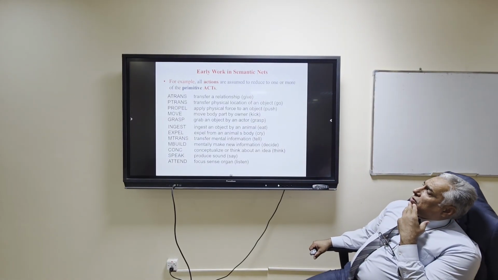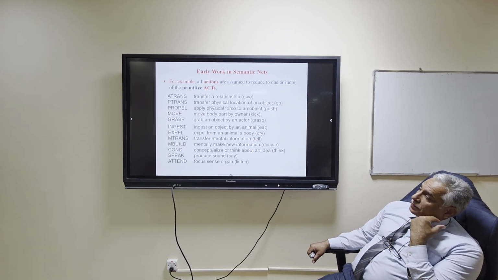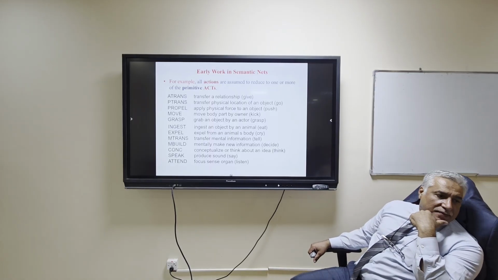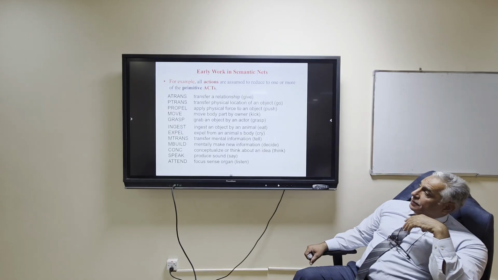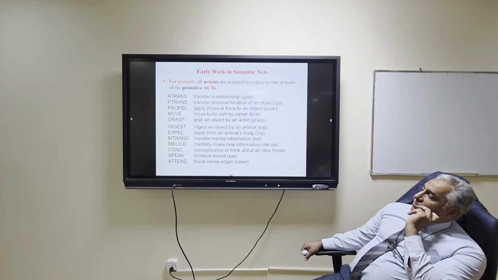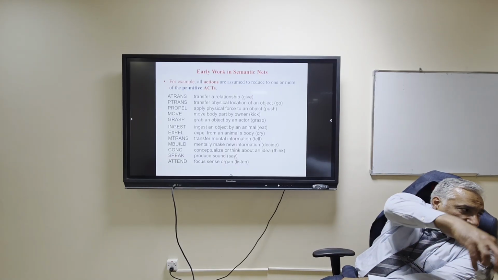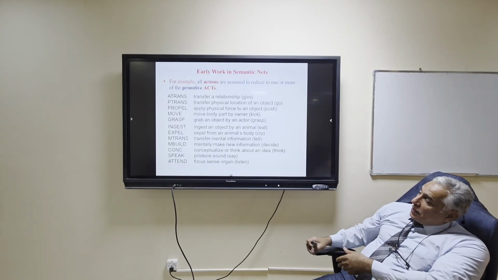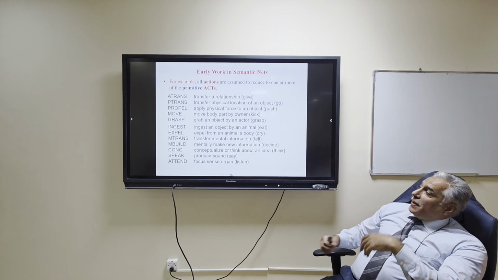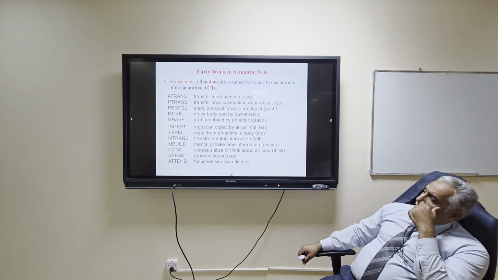PROPEL: apply physical force to an object, for example, push. MOVE: move a body part by an actor, like kick, when Ahmed kicks the ball. GRASP: grasp an object by an actor, for example, grasp like this. INGEST: ingest an object by an animal, for example, eating. And EXPEL.